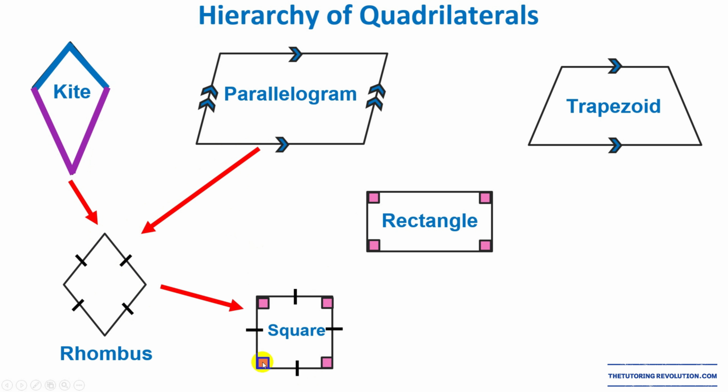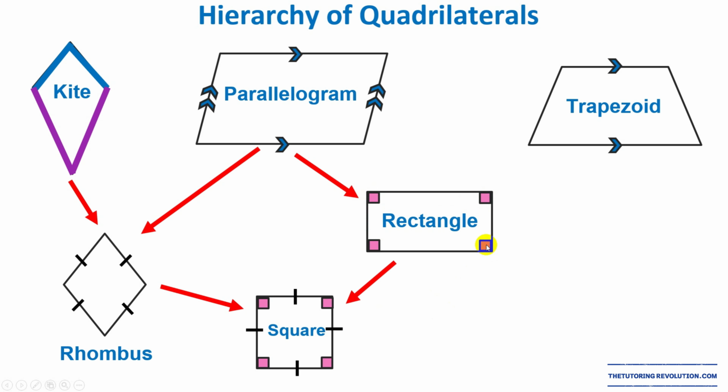Now, the square is a rhombus, because the definition of the rhombus is that it's a parallelogram and 4 sides are congruent. Here we have a parallelogram and 4 sides are congruent. But to be a square, you need to have 4 90 degrees angles. So basically, the square is a rhombus with 4 90-degree angles, 4 right angles. Now, the rectangle is also a parallelogram. Opposite sides are parallel, are congruent.